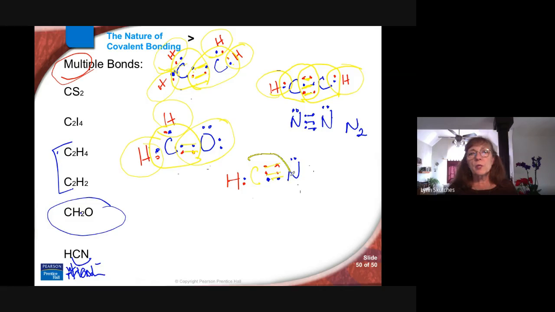Nitrogen contributes 3 to carbon's 4, and then 6, 7, 8, boom. And then nitrogen has 5 and borrows 3 from the carbon to get its octet, and again hydrogen is 2.